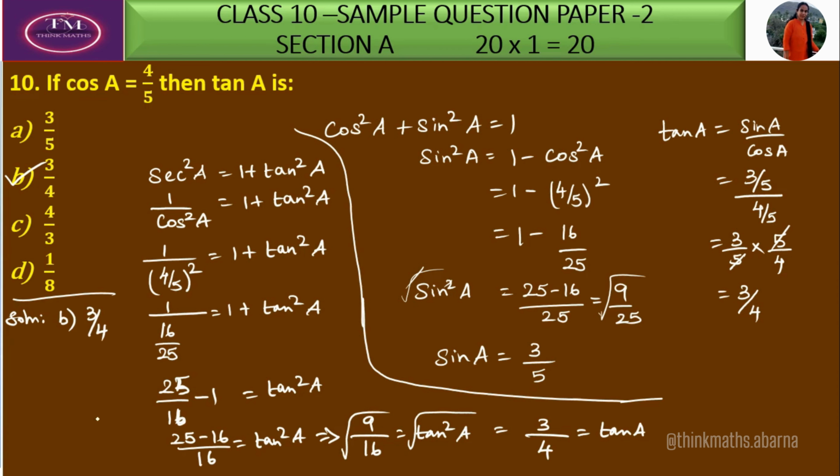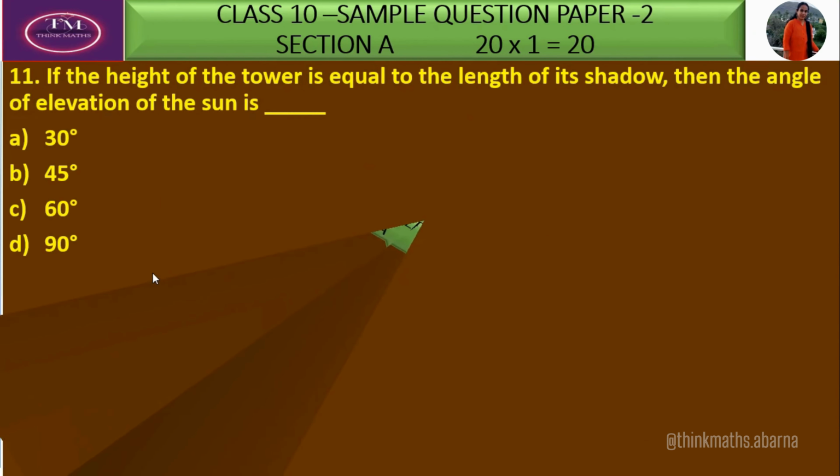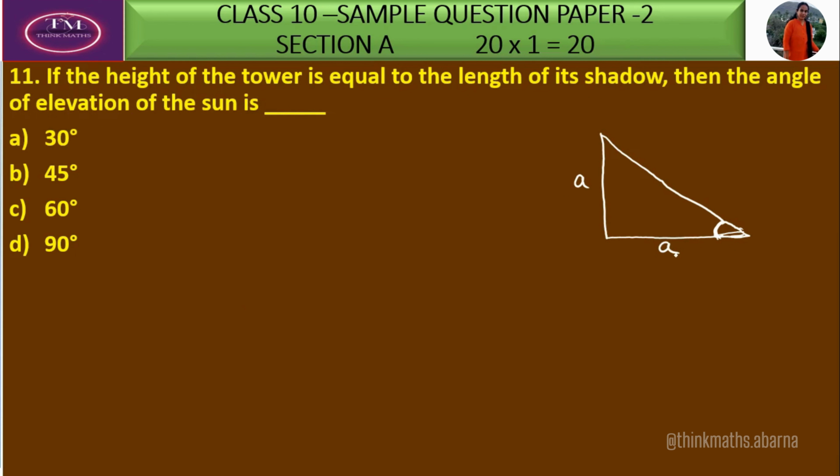Okay, children? So moving on to the next problem, 11th one. If the height of the tower is equal to the length of its shadow, then the angle of elevation of the sun. So this is the height of the tower. This height is equal to the length of the shadow. Now we have to find out the angle of elevation. So this angle. So let us keep the height of the tower as A. It is equal to the length of the shadow. So both are equal. Then we have to find out this theta.